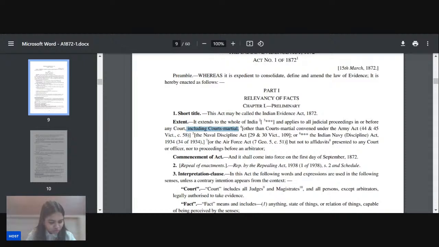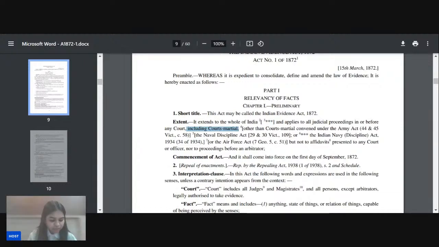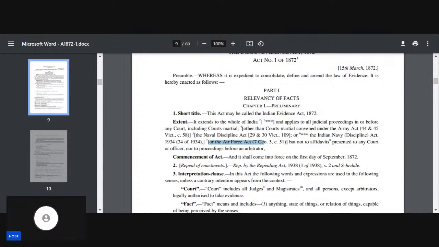Now, there is a question which came in, right? Someone had asked this question. What is the difference between court martial and the court martial as specified in the Army, Navy, and Air Force Act? Yes. Now see, it is including court martial other than court martial convened under the Army Act, Naval Discipline Act, Indian Navy Discipline Act, or the Air Force Act, right? So it includes court martial. Court martial is included, but these three are not included. What is not included in court martial?